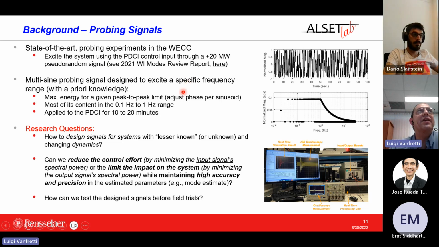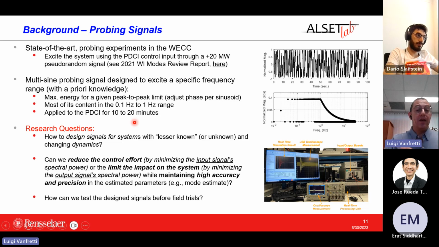Now, the other thing that they know is they want to limit the maximum energy in the peak to peak. So they adjust the phase of the sinusoids that they're injecting. They limit the frequency from 0.1 hertz to 1 hertz. So you see right here, these are the amplitudes of the sinusoids that they're injecting. And when they arrive at 1 hertz, they have this decay on the amplitude of the sinusoids that they're injecting. And they apply it for between 10 to 20 minutes.